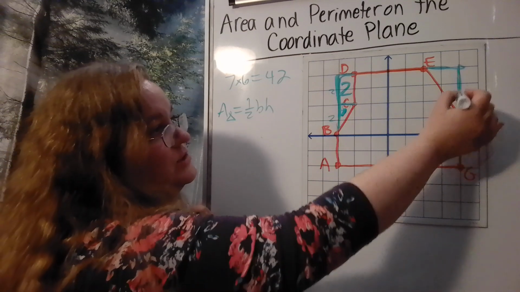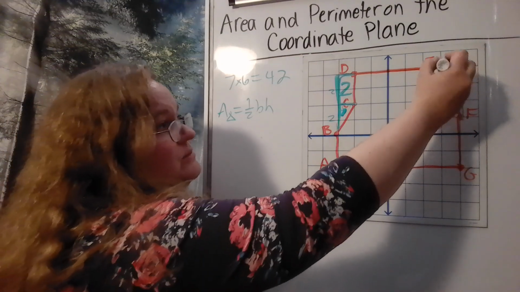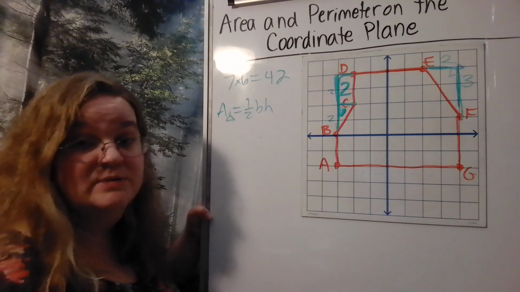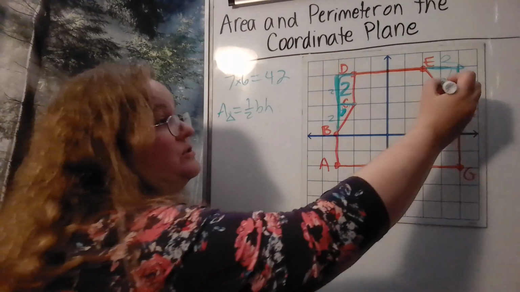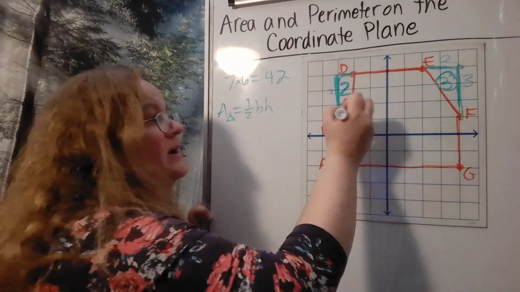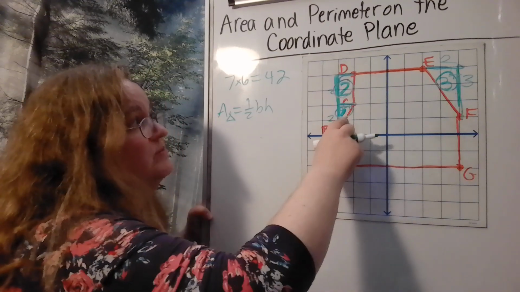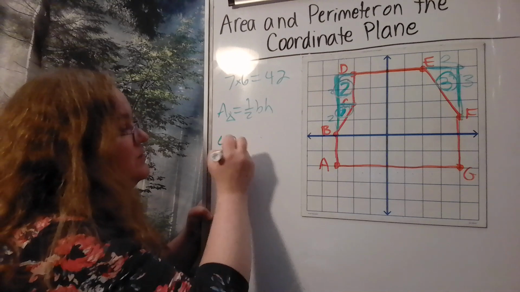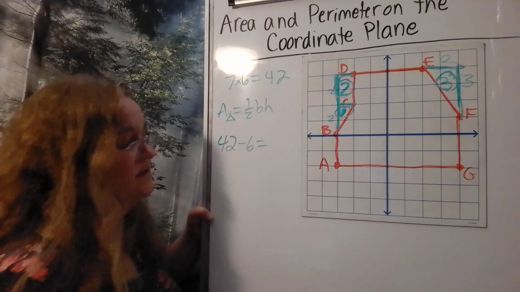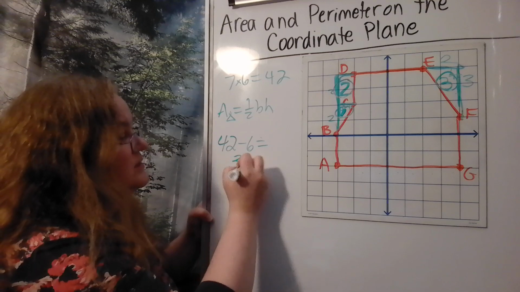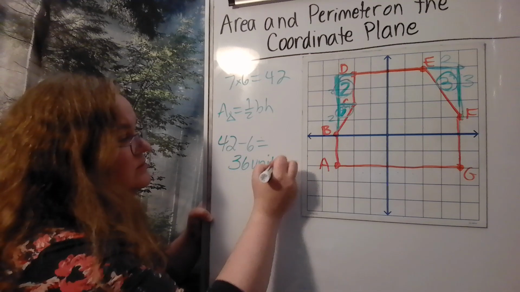This one is 1, 2, 3 by 1, 2. So again, when I'm doing that, 2 times 3 is 6, divided by 2 is 3. So my areas to subtract off are 3 plus 2, which is 5, plus 1. So if I take 42 minus 6, my area then would have to be 36 units squared.